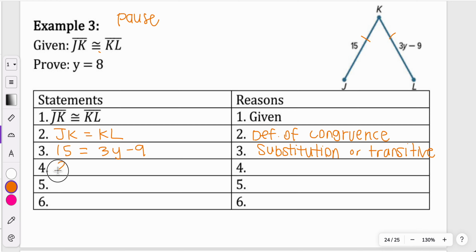So I'm going to add 9 to both sides to get 24 is equal to 3y. That'll be my addition property of equality. And then I would divide both sides by 3, so I'm getting 8 is equal to y, so division property of equality.